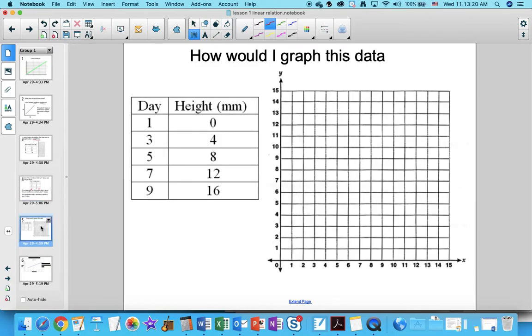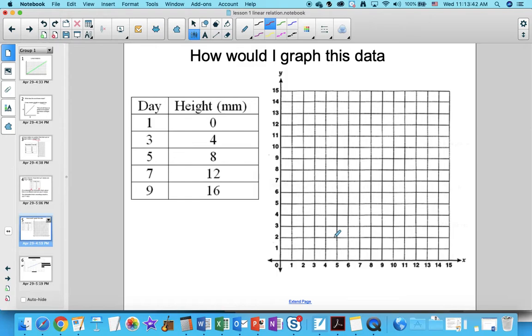So how would I graph this data? On your own, just take a look on the computer screen. You don't have to draw anything or do anything specifically if you're watching this, but just picture, how would you graph this data? What would be my x values? What will be my y values? So just take a minute to take a look at this and see how you would do it.